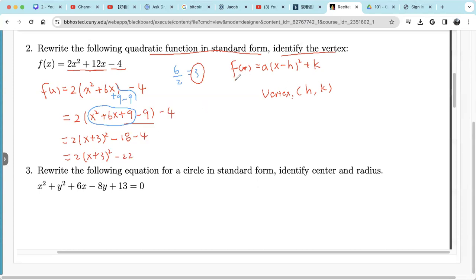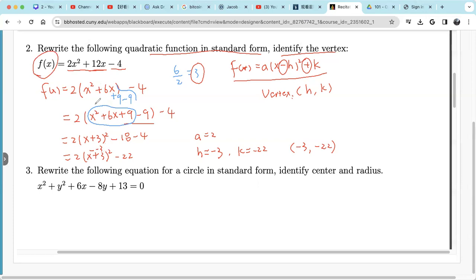Now let's compare this with the standard form. In our case, a is 2. h in our case is negative 3, right? Because this is x minus, so this has to be minus negative 3. So h is negative 3. And k is negative 22, because it is plus k, so k is plus negative 22. So then our vertex, h comma k, is negative 3, negative 22. So this is the vertex for this function f.